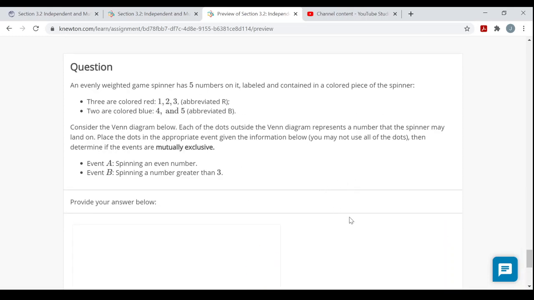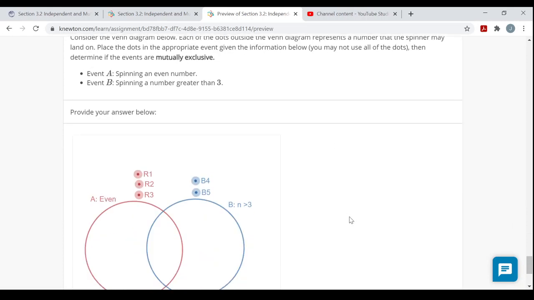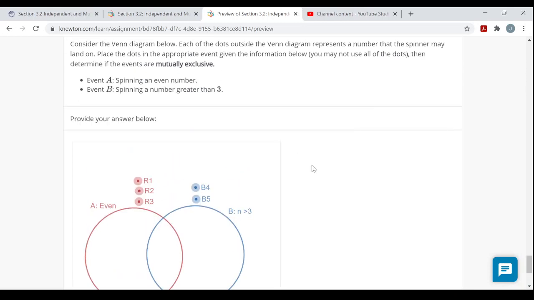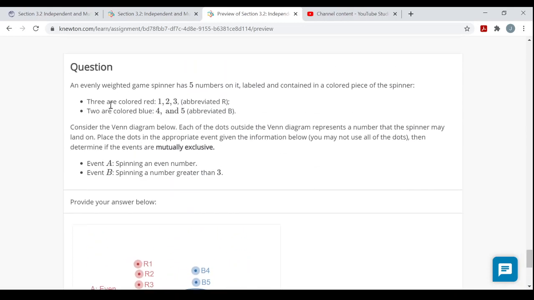So another question. This time, this is one of those interactive ones where you have to move things into the Venn diagram, move these dots here. There's R1, R2, R3, B4, B5. So here we have an evenly weighted game spinner. It has 5 numbers on it, labeled and contained in a colored piece on the spinner. 3 are colored red: 1, 2, and 3 are abbreviated R. 2 are colored blue: the 4 and 5 are colored blue, abbreviated B.